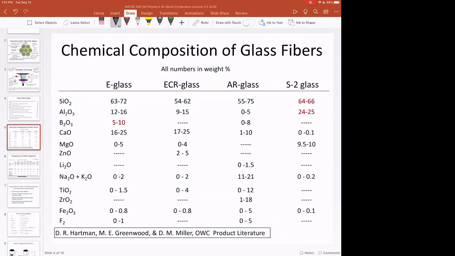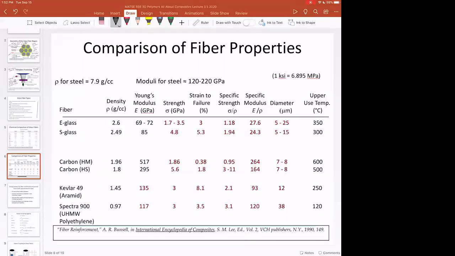What's different about all these glasses is the chemical composition. If you're interested in glass, we have some glass science classes at Penn State, but this gives you a guideline as to what all the different types of glasses are when you look them up in the catalog. What's important is to think about what the fiber type is. Whether it's E-glass or S-glass, these are carbon fibers.